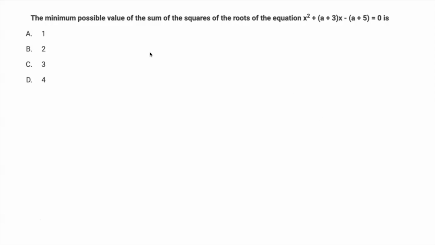So let's solve the question. The minimum possible value of the sum of the squares of the roots of the equation x square plus (a plus 3) into x minus (a plus 5) is equal to 0 is. You have to find out the minimum possible value of sum of the squares of the roots of this equation. Let the roots of the equation be alpha and beta. You are required to find out the minimum possible value of alpha square plus beta square.